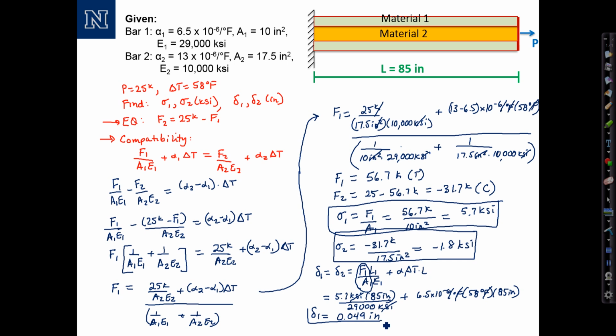It's a small number, units of inches, and for our sanity check, we expect deflections to be small. We talked about the stresses already. So the numbers more or less make sense, and that concludes this.